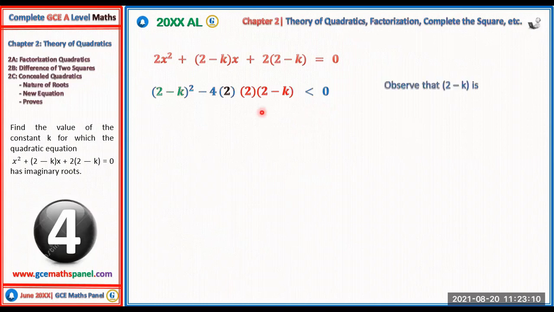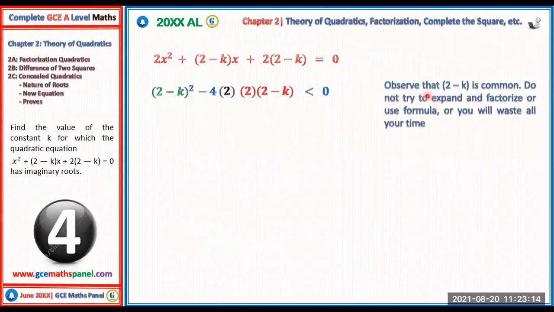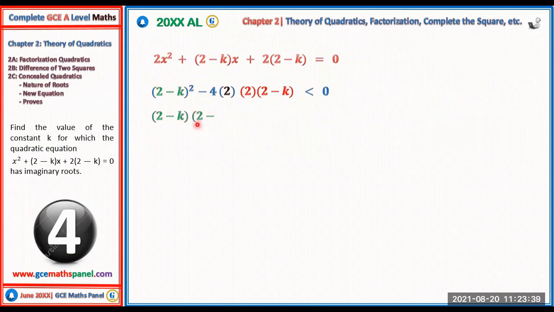We expand. In expanding and solving, it may make it longer. A shorter way is to observe that 2 minus k is common. You can still expand and factorize and simplify, no problem. But we observe that 2 minus k is common, so I can just factor this thing out. We factor 2 minus k out, and we have 2 minus k into, here we'll be left with 2 minus k.